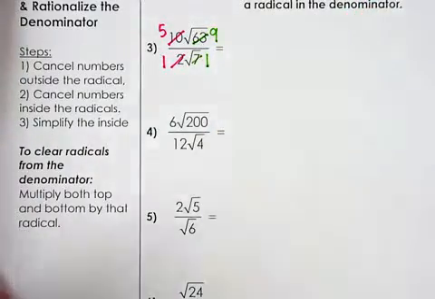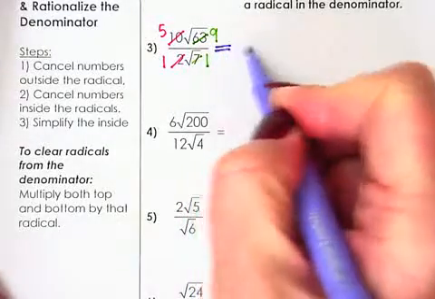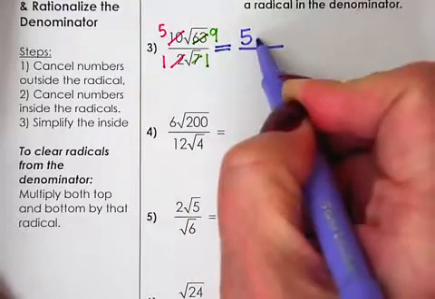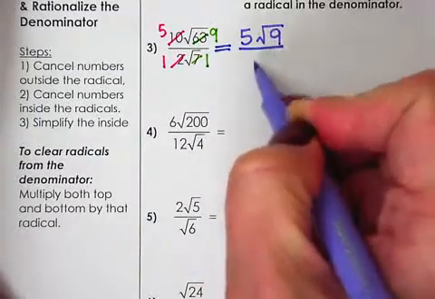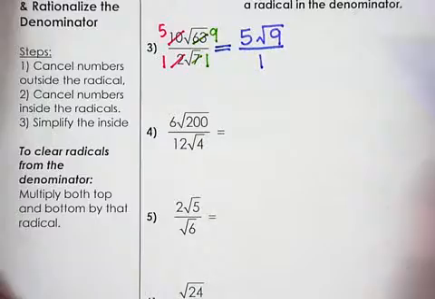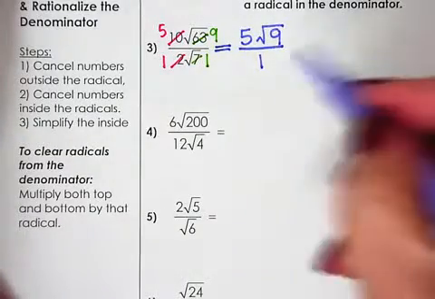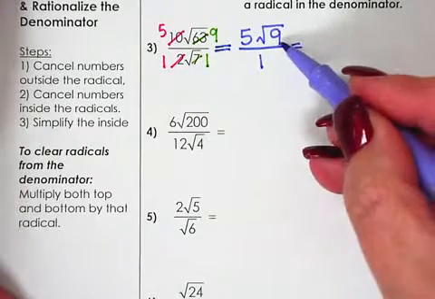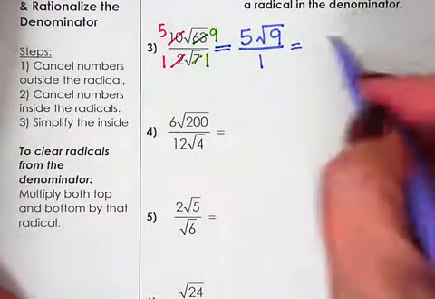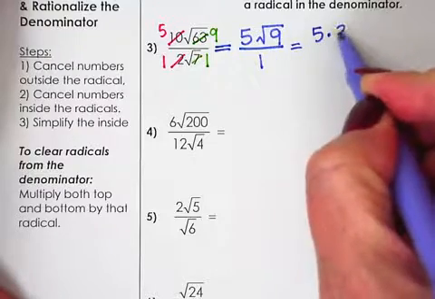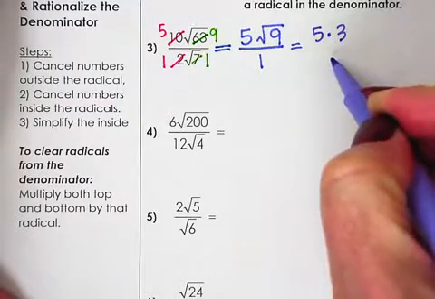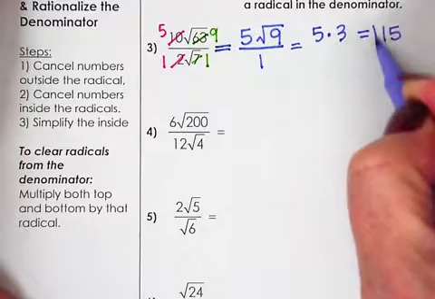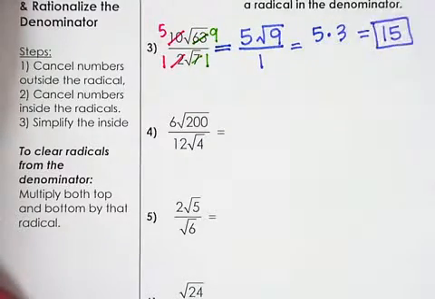So in the end, what I have left over is a fraction. I have a 5 on the outside. I have a 9 on the inside. And I have nothing left but the 1 on the bottom. I really don't need that 1, but I'm going to put it there for the moment just to see. Okay, I also know now the square root of 9 is 3. So I can write this as 5 times 3. And again, I don't need the 1 on the denominator, so I'm going to leave it out. And then 5 times 3 is 15. And there's the answer for the first problem.